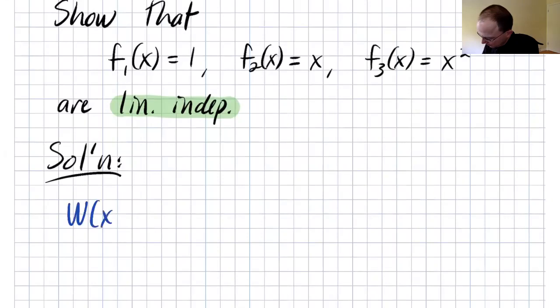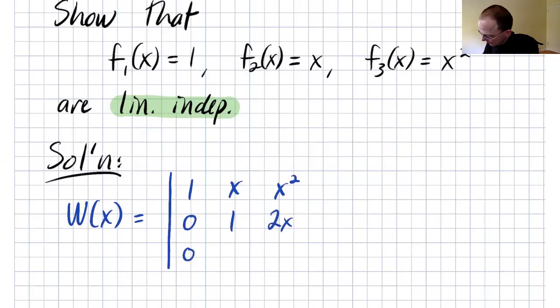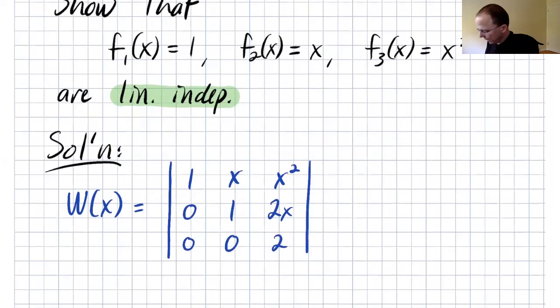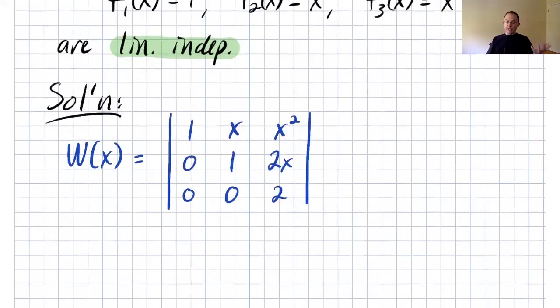So the Wronskian of these three functions is going to be the determinant. So the first row are just those functions, and then we take the derivatives of the functions. So we get 0, we get 1, and this is 2x, and then we have 0, and this is 0, and this is 2. Okay, so we're going to determine what is the value of this determinant. So we need to remind ourselves, how do we find the determinant of a 3x3 matrix?